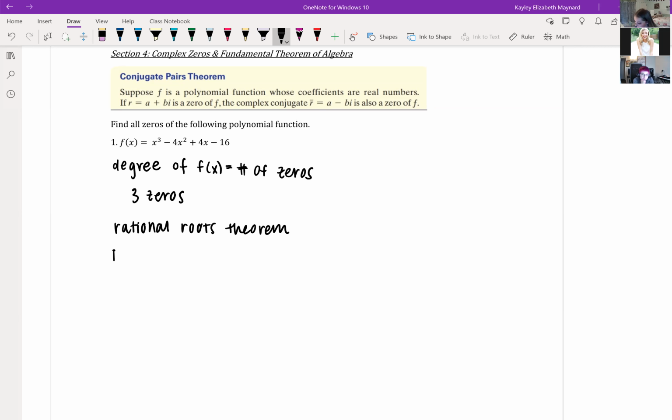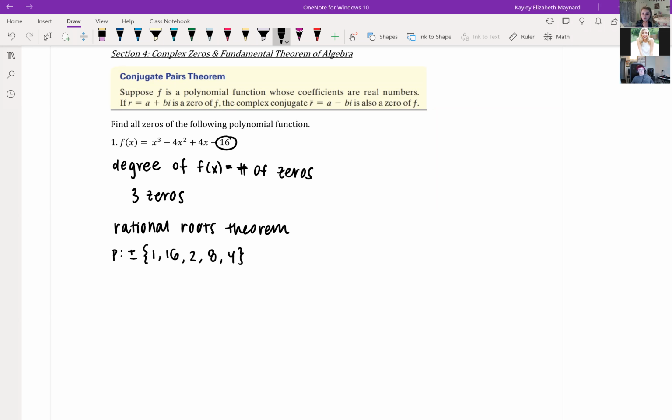So first, we need to identify what p is, and p is all of the possible factors of 16. So I'm going to list those out. So first of all, I know that I have 1 and 16. 1 times 16 is 16. And then I have 2 and 8. And then I also have 4 times 4. So those are all of my possible factors of 16.